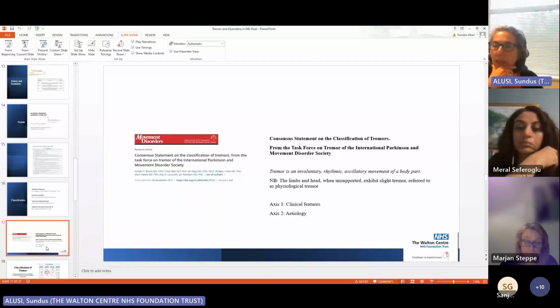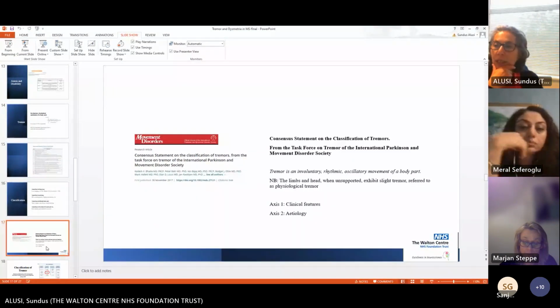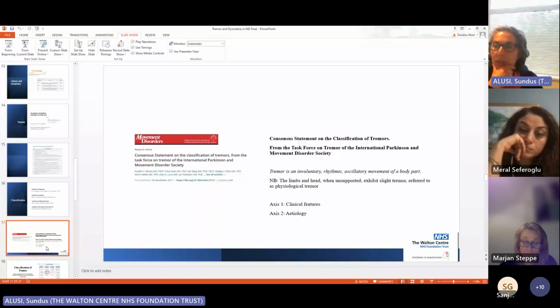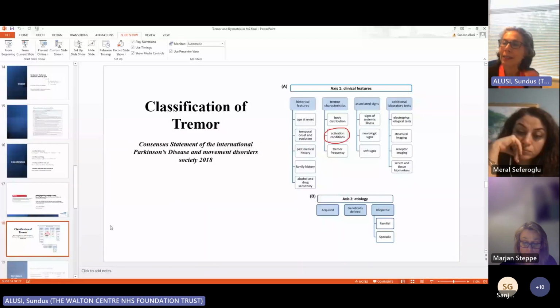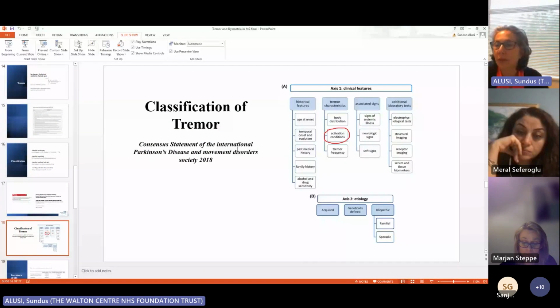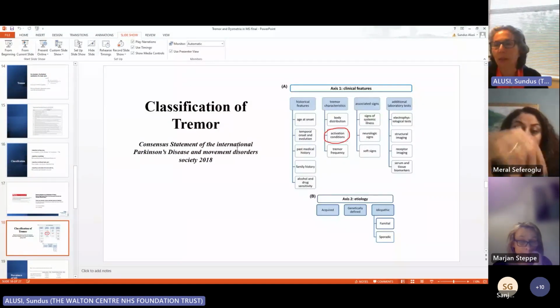So again, you can see that the task force defines tremor as an involuntary rhythmic, oscillatory movement of a body part. You need to fulfill all these requirements to call it tremor. But you can get something called a physiological tremor in the outstretched hands. So make sure you remember that and not diagnose everybody with a physiological tremor as having a tremor. And basically the classification has two axes. The first axis is the clinical features of the tremor, and the second one is the etiology.